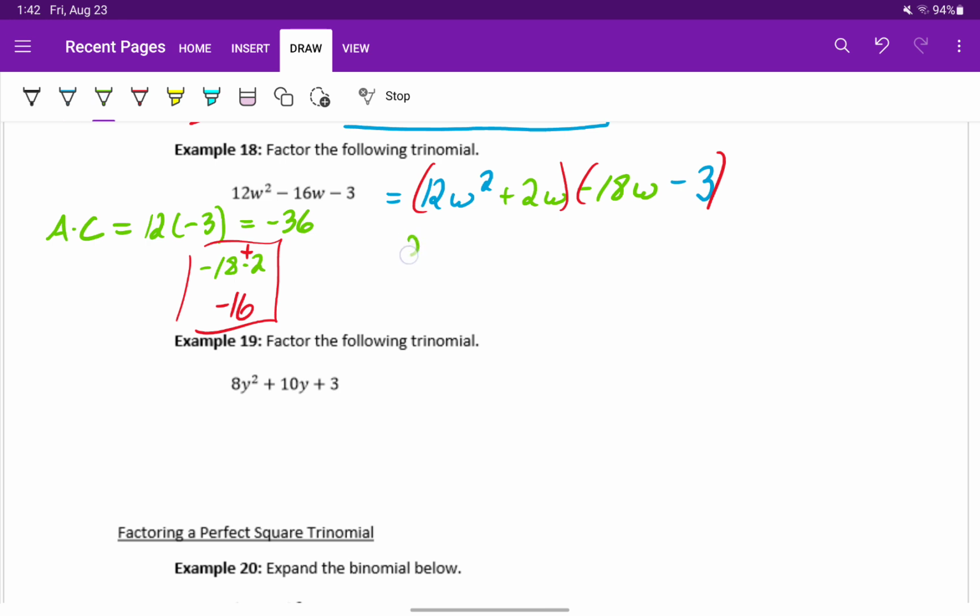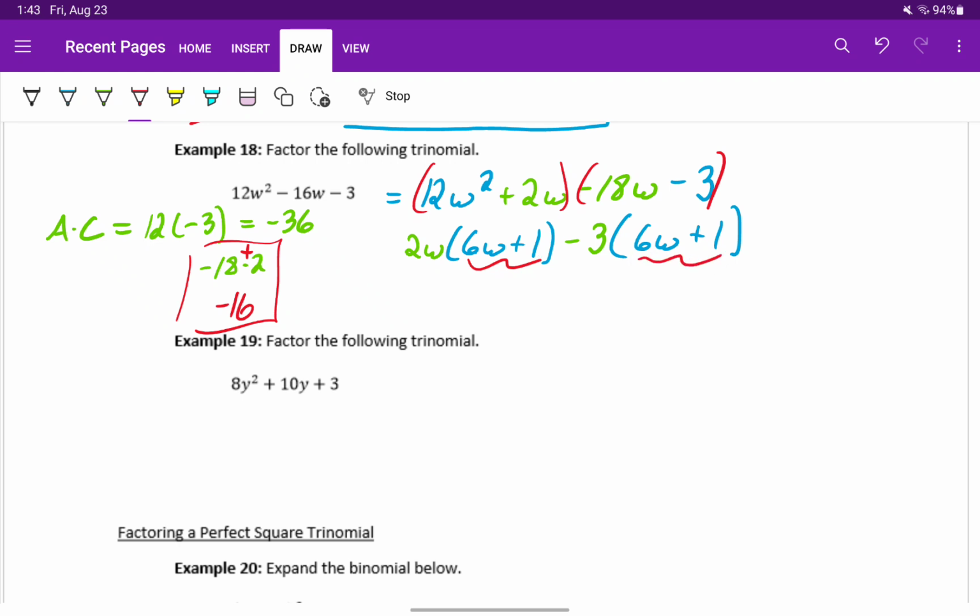In this case, we can pull out 2w from the first two terms, leaving us with 6w plus 1. With the second pair, we have negative 18 and negative 3. The greatest common factor there would be negative 3, leaving us with positive 6w and positive 1, since that negative 3 divided by negative 3 would become a positive 1.